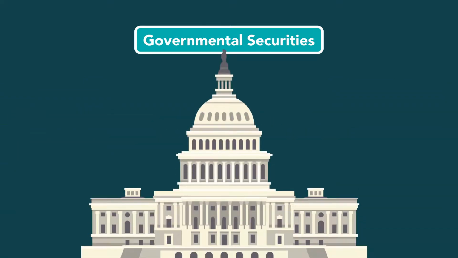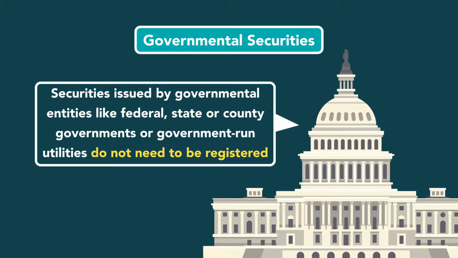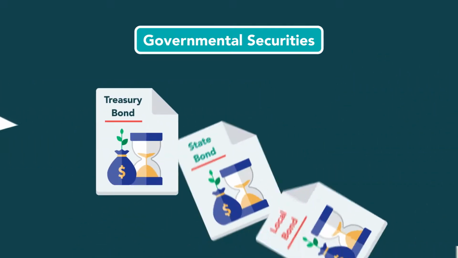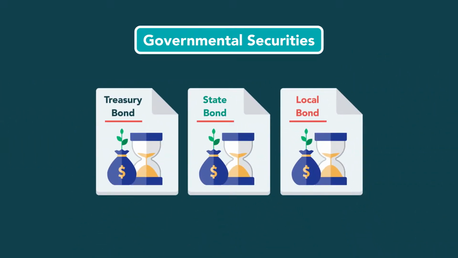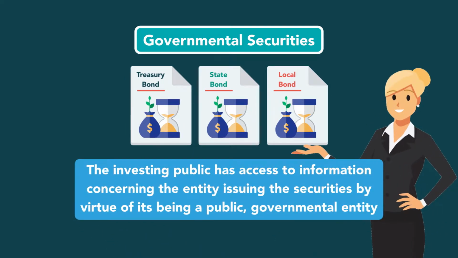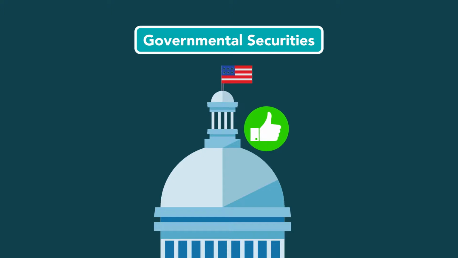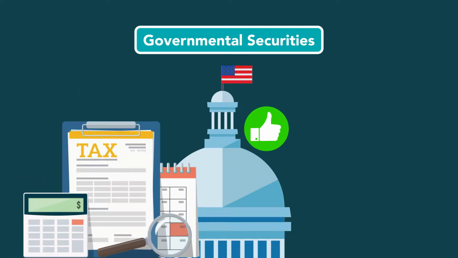Governmental securities. Under the governmental securities exemption, securities issued by governmental entities like federal, state, or county governments, or government-run utilities do not need to be registered. So, for example, Treasury, state, and local bonds are covered by this exemption. The reason for this exemption is that the investing public has access to information concerning the entity issuing the securities by virtue of it being a public government entity. Moreover, the public entity has the ability to make good on its obligations through the power to tax its residents, if necessary, to repay the bond obligations.